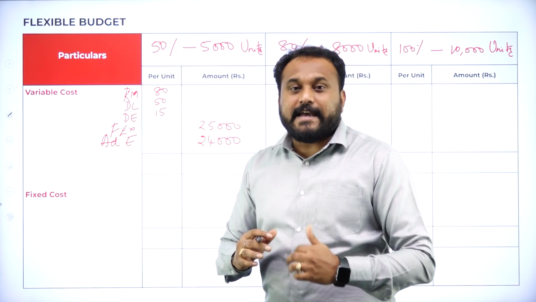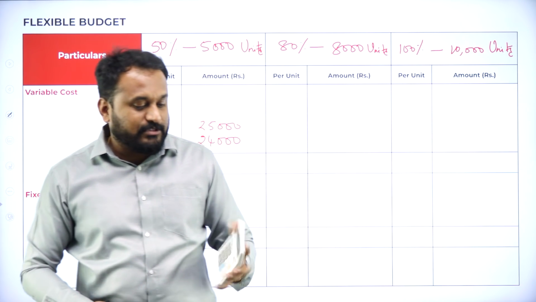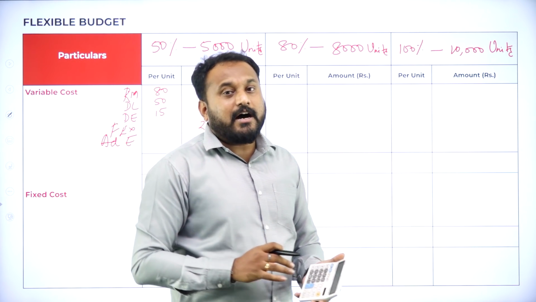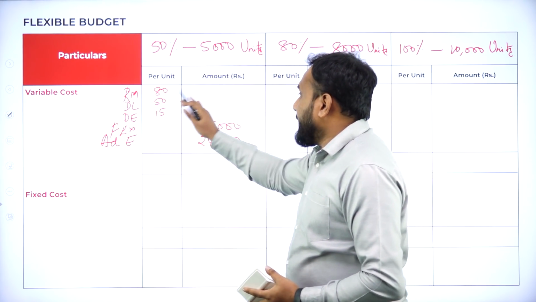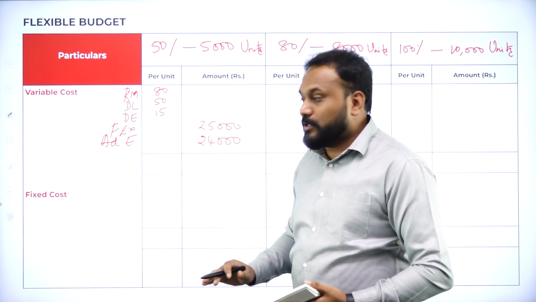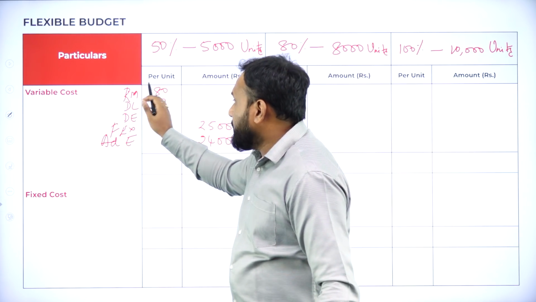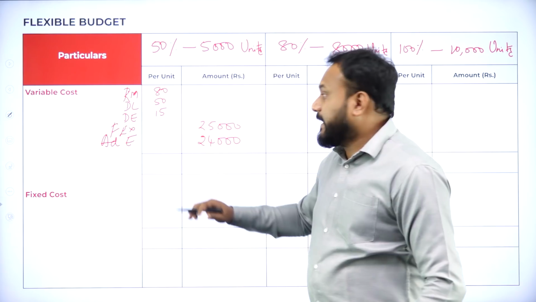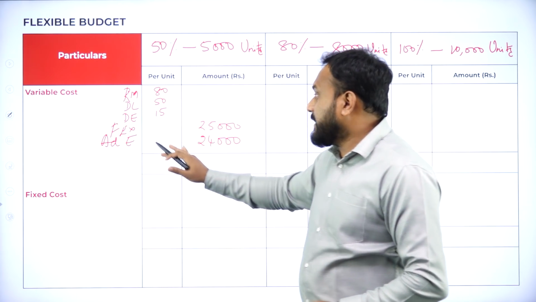Now please take your calculator, because we are supposed to calculate each and everything. You can use any kind of calculator so that you can calculate in peace. First we will finish each and everything, then we will go on, right? Now raw material is done, direct labor is done, direct expenses is done, factory expenses and administration expenses we have written.